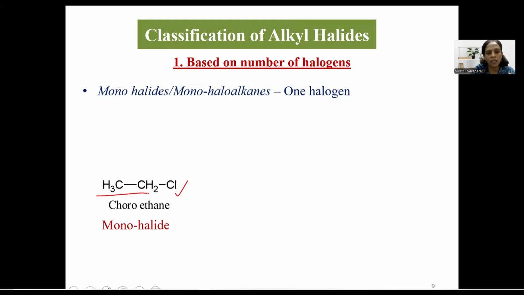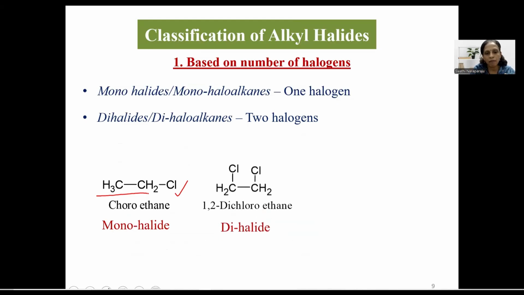So this can be written as chloroethane, which is an example for monohalide or monohaloalkane. Now the given alkyl halide may have 2 halogens also. So they are known as dihalides or dihaloalkanes. So let us consider an example for that also.